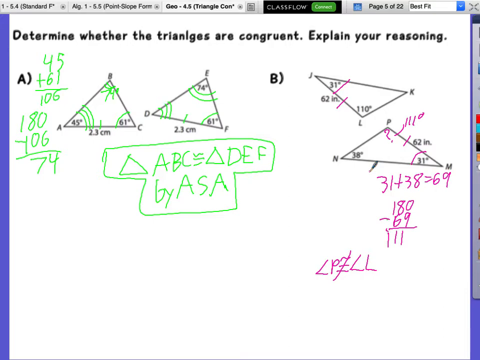Now, if we know that these two angles are not congruent, are these triangles congruent? No, because all corresponding parts have to be. This is just a shortcut we can use, but if we prove something wrong in the middle of it, that doesn't work. We don't have angle, included side, and the other angle. So we say not congruent.